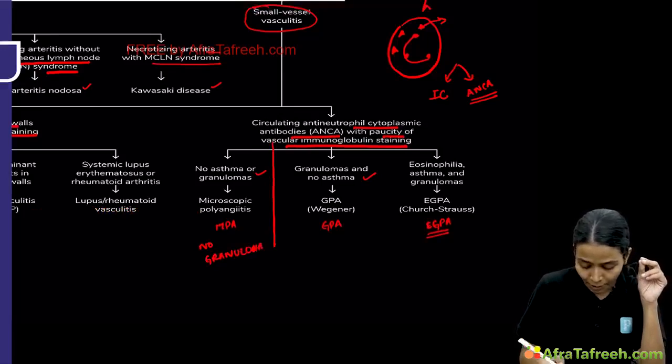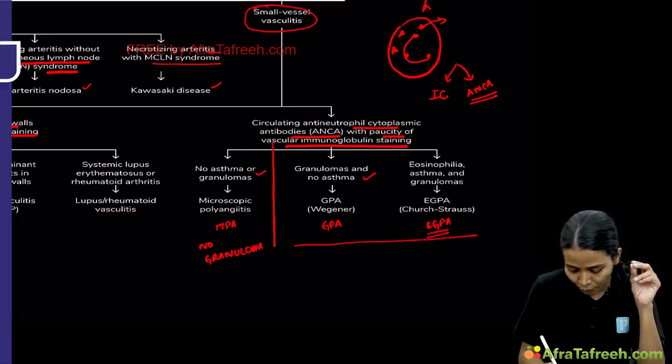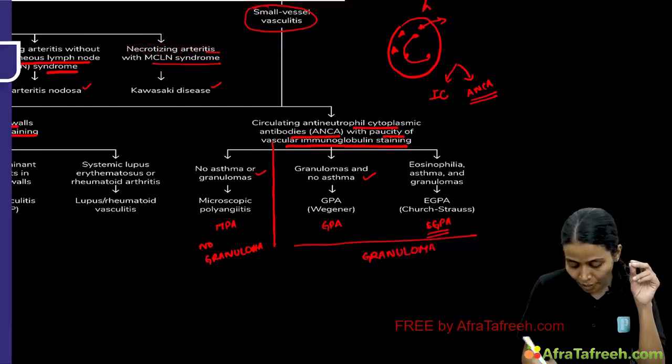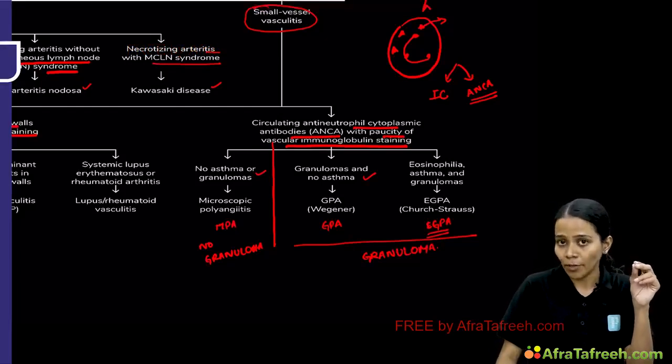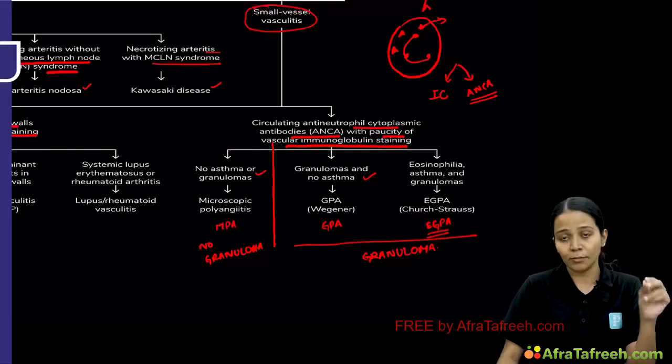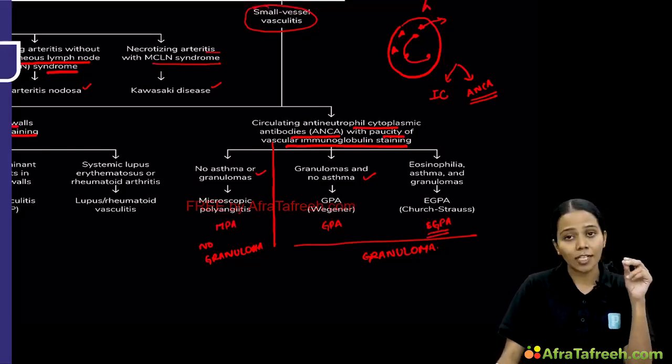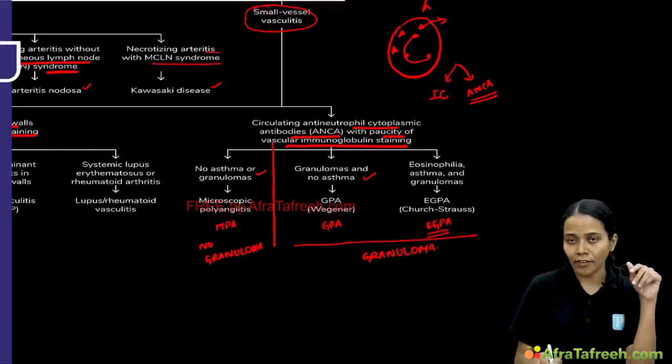But in GPA and in EGPA, you are going to see granuloma. Okay. So what happens is, here you are going to see granulomas with no asthma in GPA. Eosinophilia, asthma and granulomas you are going to see in EGPA. So this is about the ANCA vasculitis.